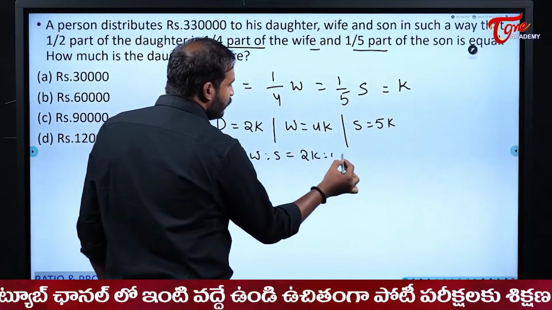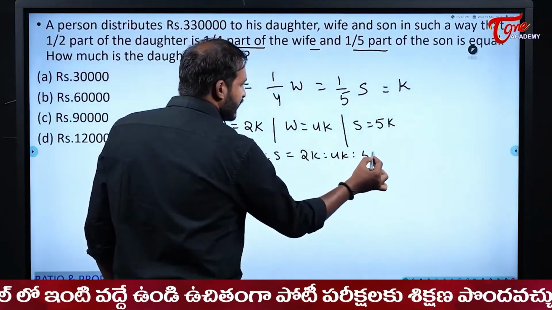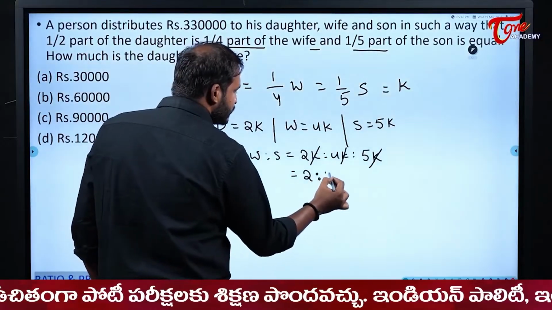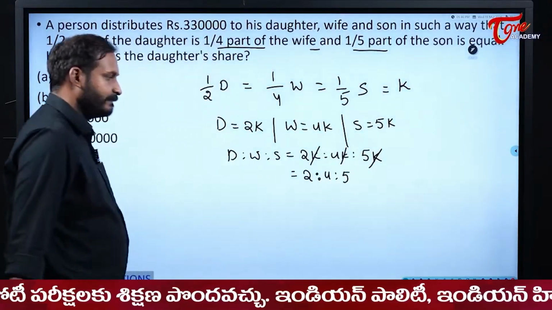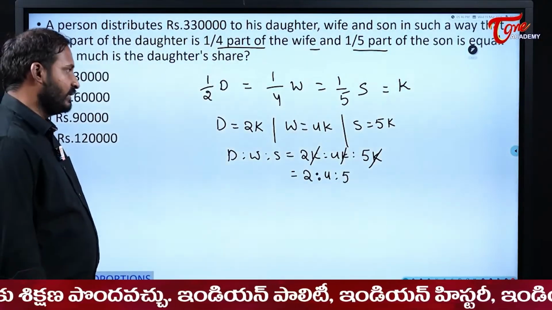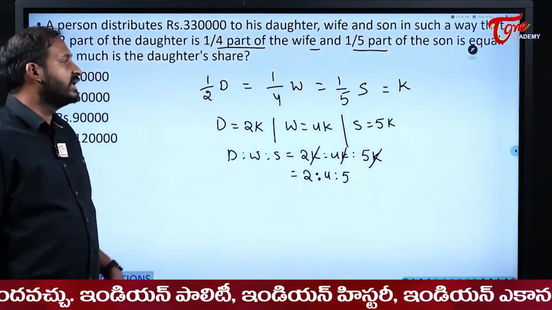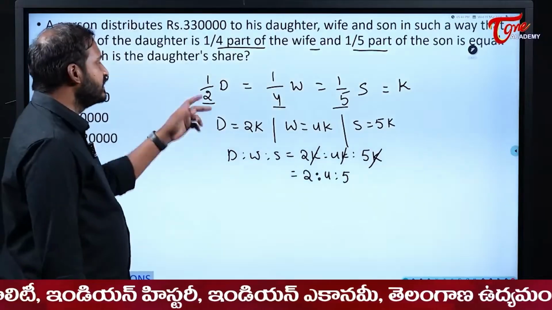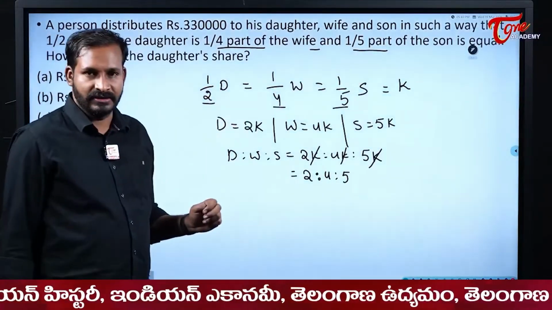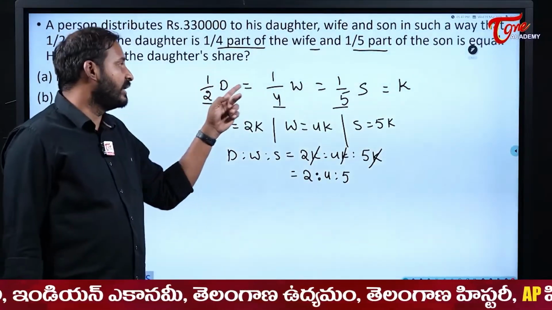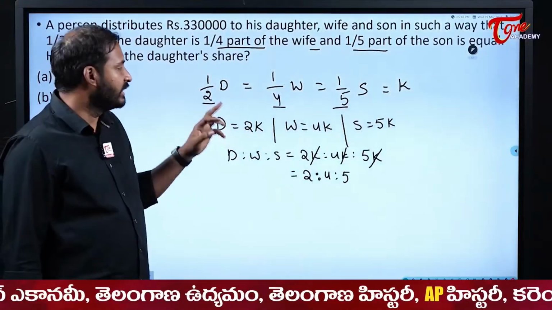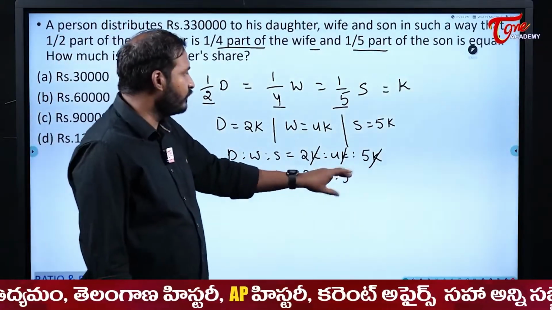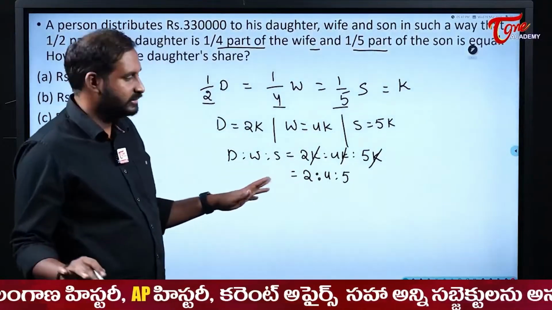2k is to 4k is to 5k. Anyway, k will get cancelled and they will be divided in the ratio 2 is to 4 is to 5. Whenever you see these types of things, directly you can write their inverse values here. In this case it is 1 by 2, 1 by 4 and 1 by 5. In some other case it can be 3 by 2, 4 by 2, something like this. In those cases, we will simply inverse them. So, 2 is to 4 is to 5. Directly you can write.